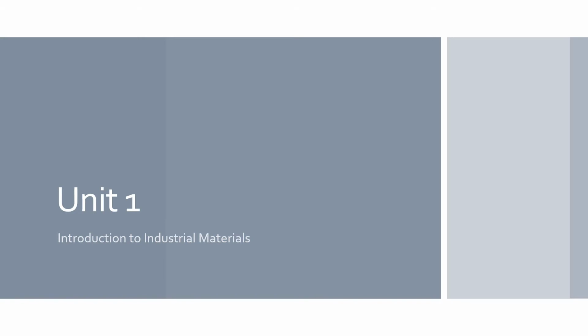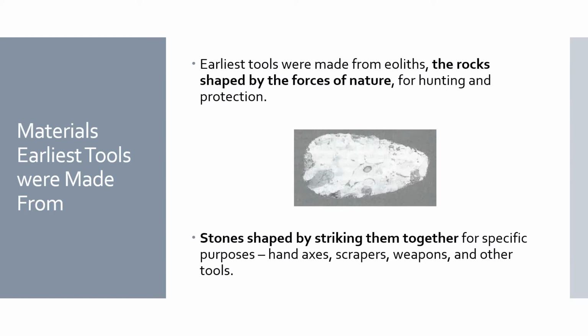Unit 1 in Industrial Material is just an introduction to tell you what industrial materials are and how we select them for product design, to develop a new product or redesign a product. So industrial materials are nothing but the materials that we use to make products.